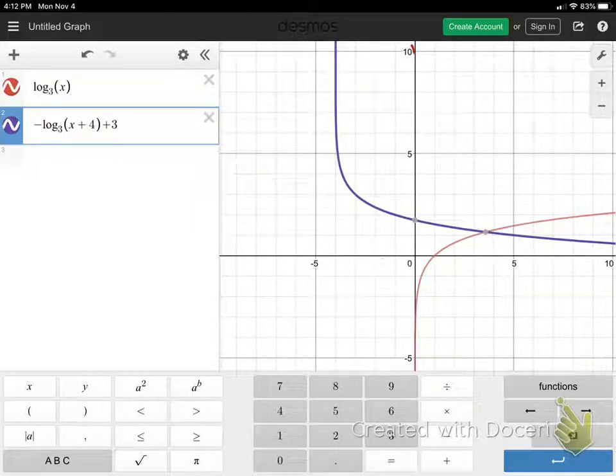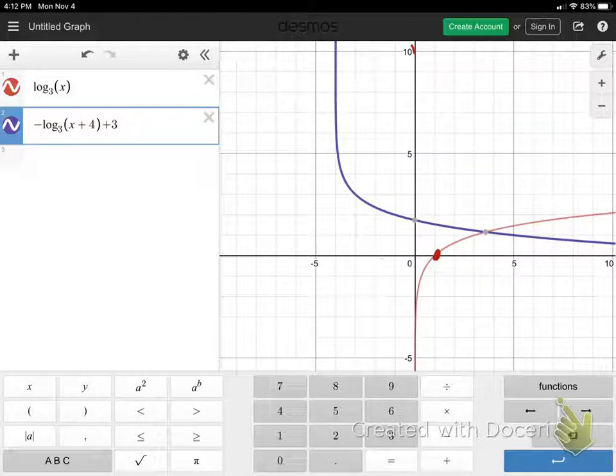Okay, the red is my original function. So I started right here. I reflected first. When I reflected, did it change the point to watch? No, it didn't. I reflected across the x-axis. It did not change the point to watch. If I had reflected across the y-axis, it would have. But this one didn't. So my point to watch stays the same.